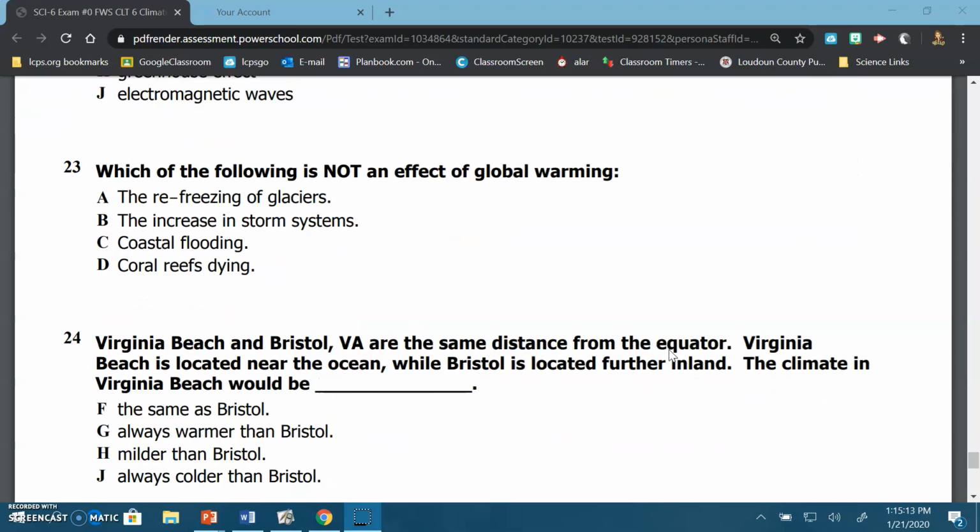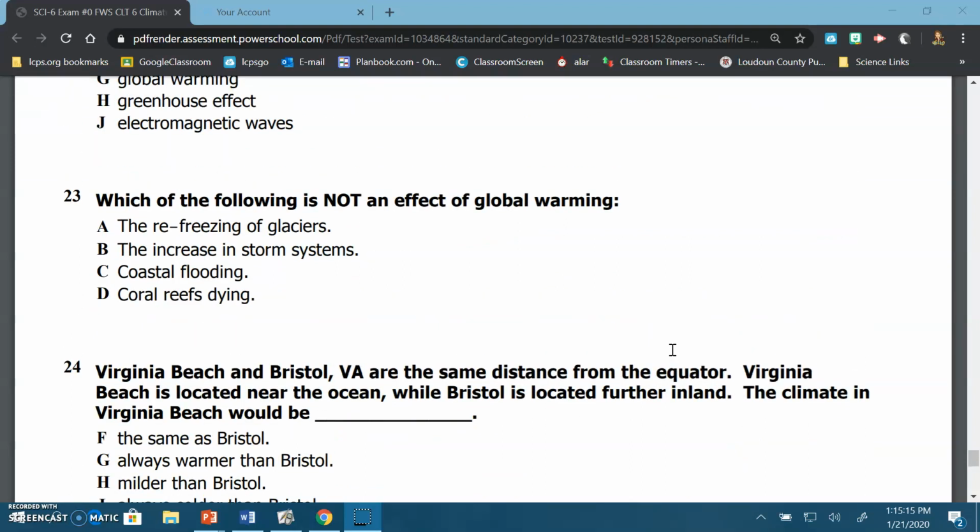23. Which of the following is not an effect of global warming? A. The refreezing of glaciers, B. The increase in storm systems, C. Coastal flooding, D. Coral reefs dying.